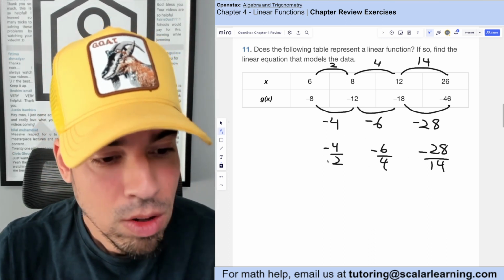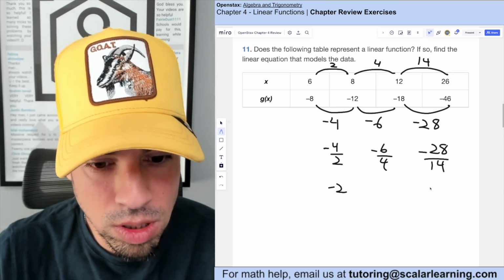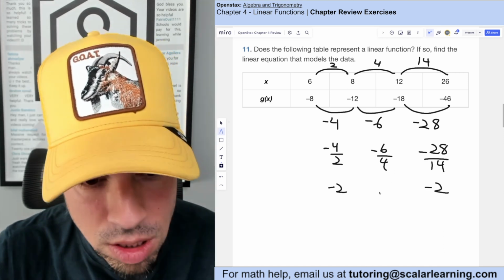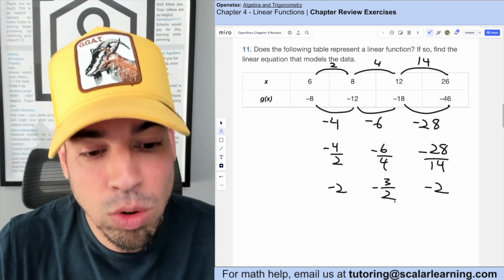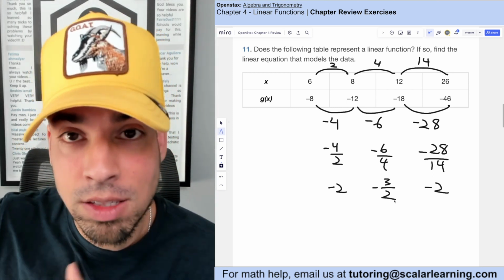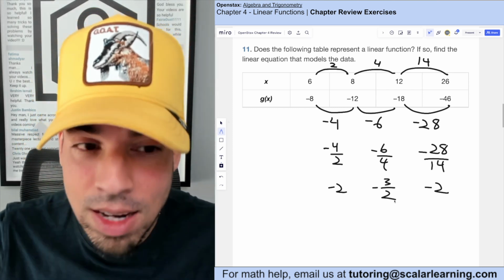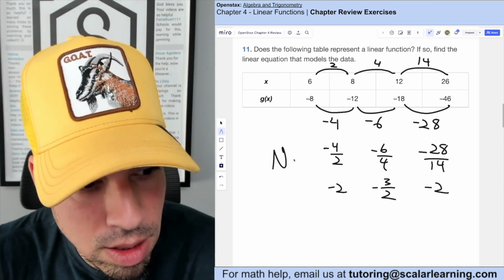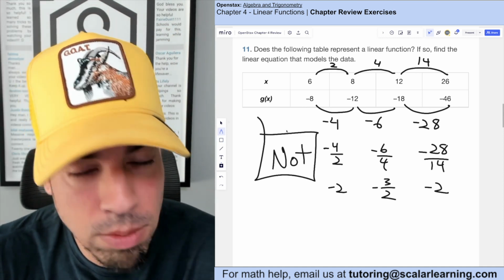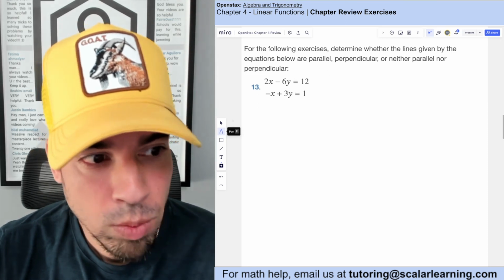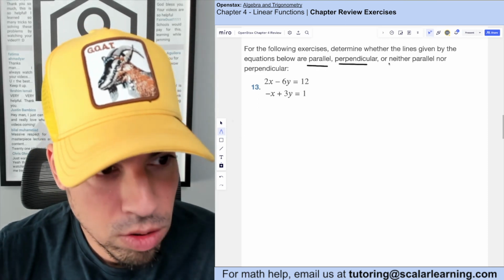But they're not, right? This equals negative 2. So does this. That equals a change of negative 2. This equals a change of negative 3/2. So for a linear function, the rate of change, aka the slope, must be consistent throughout. That's not the case here, which means this does not represent a linear function. Boom, done.